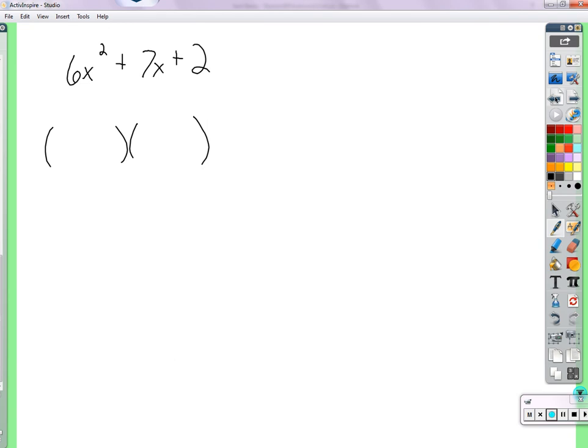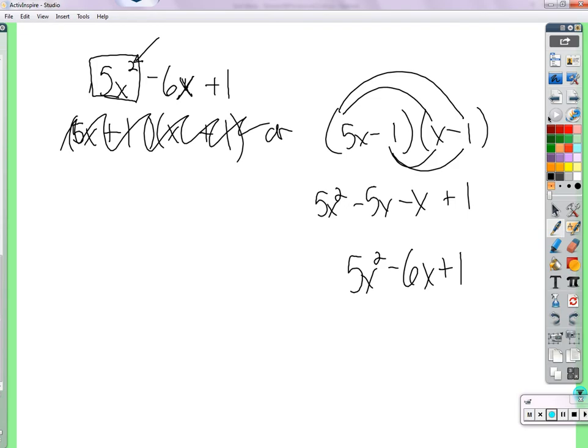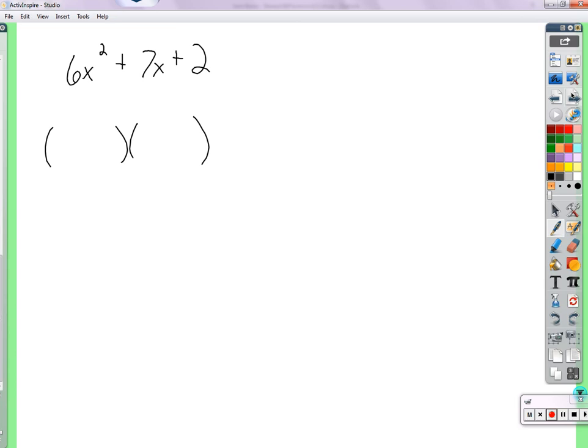That's what my plan was. In these previous examples, with like the 3x squared, there's only one way to make 3, right? And in the example before that, there's only one way to multiply to make 5x squared. But here, there's multiple ways to make 6, right? It could be 6x times x, which I saw most people writing down, but it could also be 3x and 2x. Realize that as these numbers have more factorizations, it gets to be more challenging.